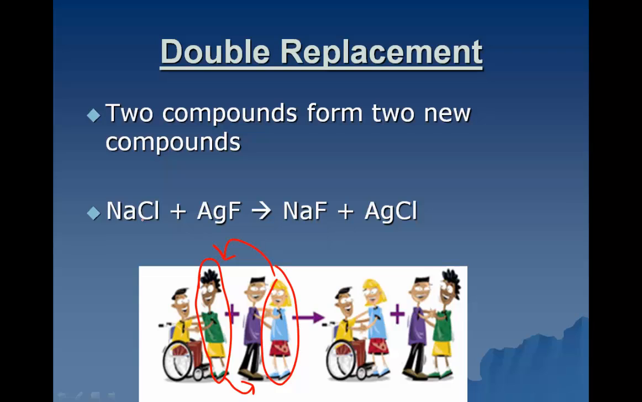And so in our chemical reaction, we see that we've got sodium chloride and silver fluoride. When those two compounds react, they do a switcheroo. So the fluorine switches places with the chlorine. So at the end, you have the sodium and fluorine together, and the silver and chlorine together. So anytime you start with two compounds, this tends to be what occurs.